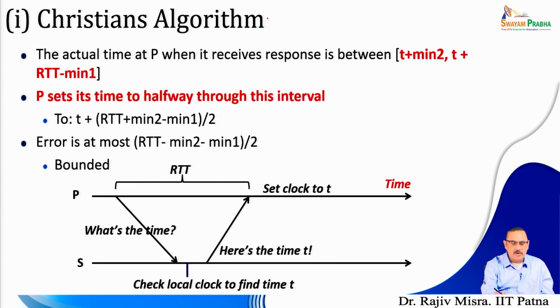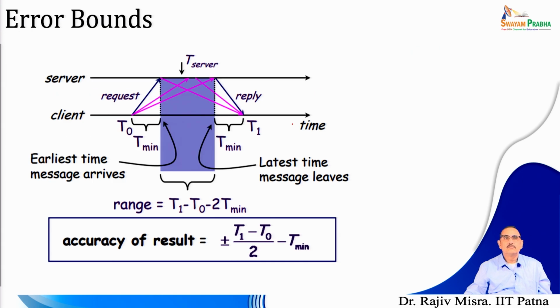Let us see Christian's algorithm. The actual time at P when it receives the response is between t plus min 2 and t plus RTT minus min 1. So P sets its time to halfway through this interval, that is t plus (RTT plus min 2 minus min 1) divided by 2. The error is at most (RTT minus min 2 minus min 1) divided by 2, and this is bounded. Let us see once more about these error bounds in Christian's algorithm.